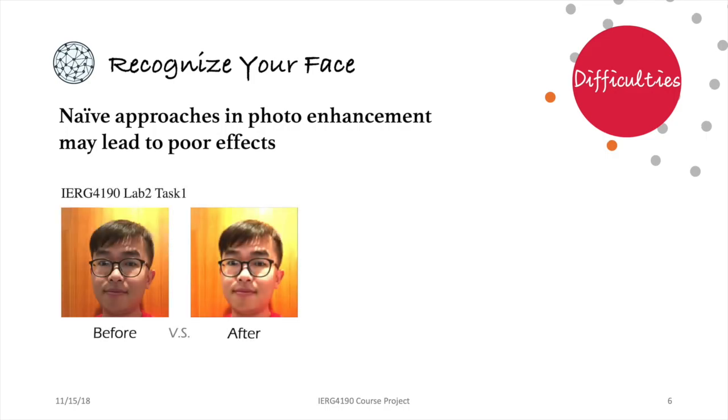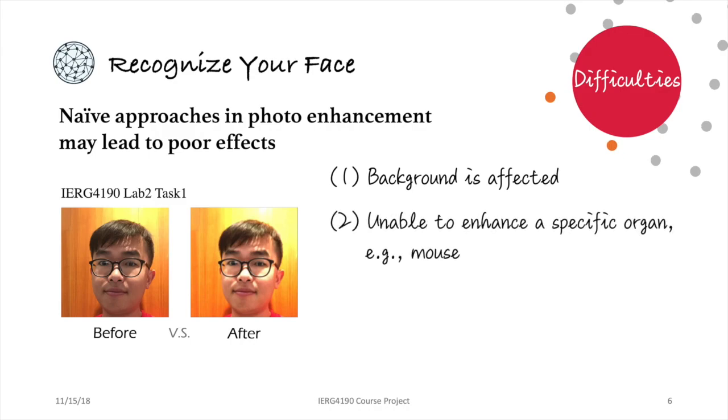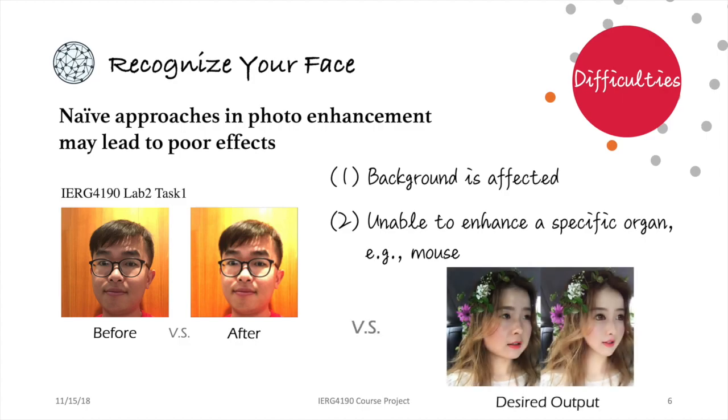For example, in Lab 2, Task 1 of this course, we actually did some photo enhancement by programming in MATLAB. However, our code is very simple, and after enhancement, you can see that the background of the image is also affected, and we are unable to enhance a specific organ in this method. So, we still have a long way to go to get the desired output of photo enhancement.